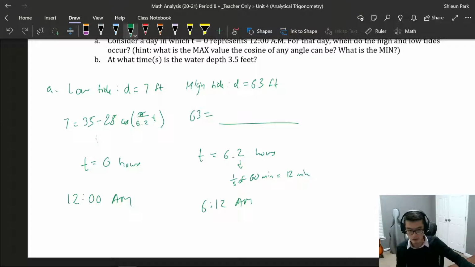Now, my answer key has a much more robust answer. I'm just getting you to think about the process. For the full answer at the end, you will need to compare it with that. So 12 a.m. is the low tide, 6:12 a.m. is the high tide. Please make sure you write that down and not just do what I just did here. Do as I say, not as I do.